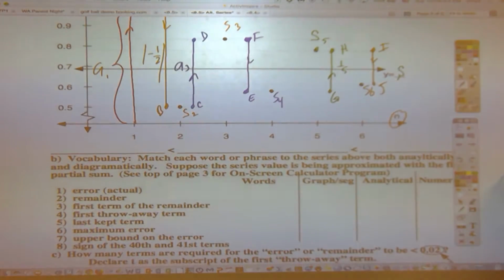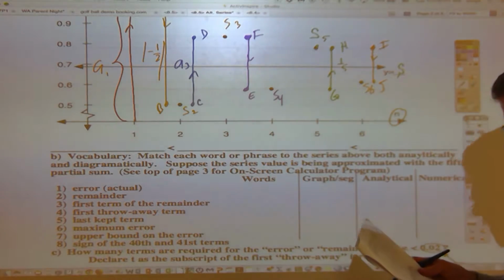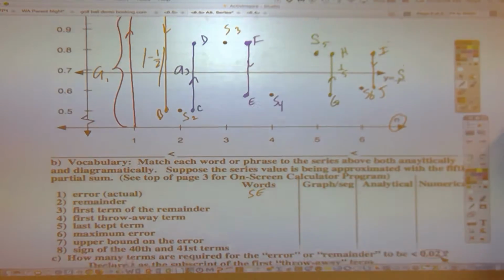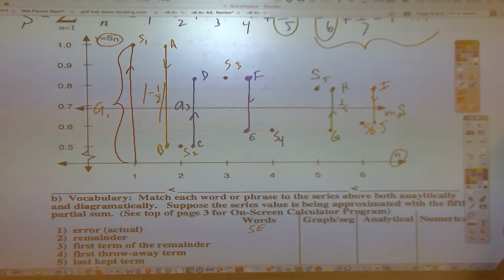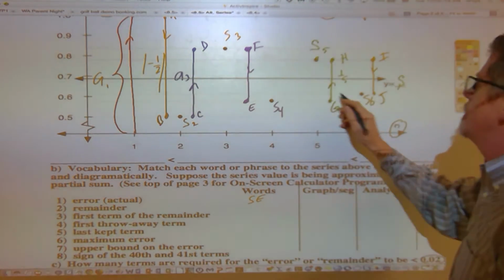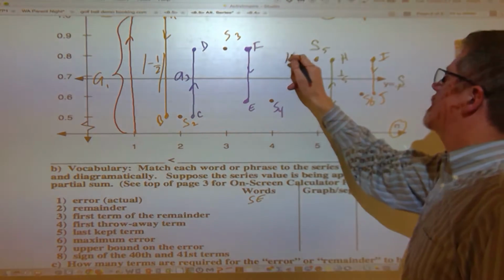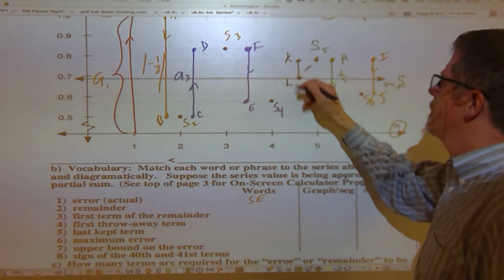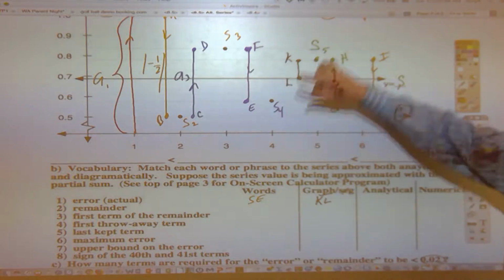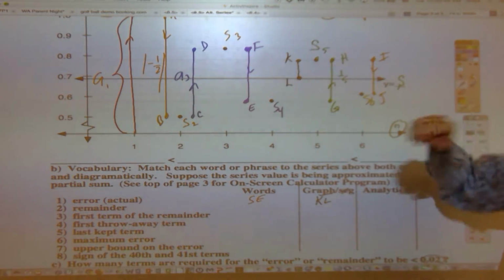So here we go. We're going to match each word or phrase in the series above, described in words. Okay, so the error. The actual error is, in words, self-explanatory. The error is the difference between our approximation, S5, and the truth. So let's put a line segment here for that. We're going to go in black for that. The error is KL. The length of segment KL is what we mean by the error. It's the difference between our approximation and the truth. We're off by exactly KL.